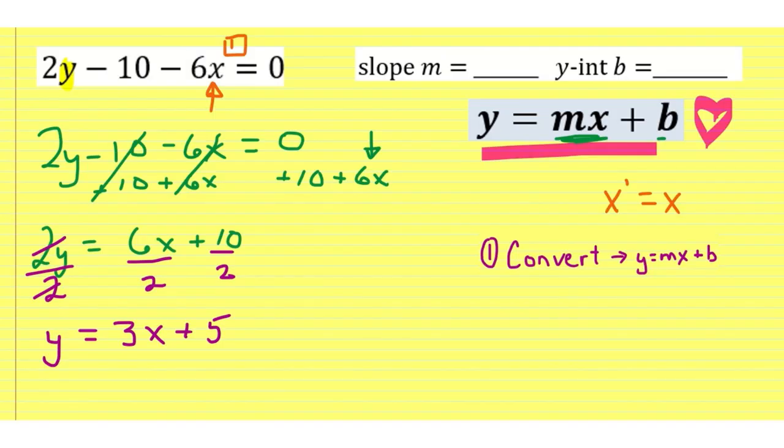And again, it's very easy now to see what my m is and what my b is. The m is going to be 3 and the 5 will be my b value. So my slope is 3 and my y-intercept b is going to be 5.